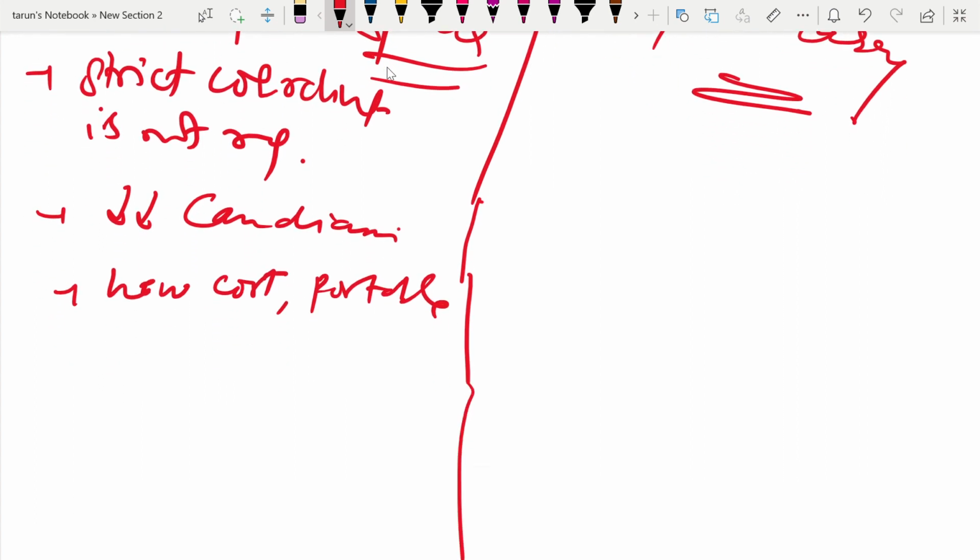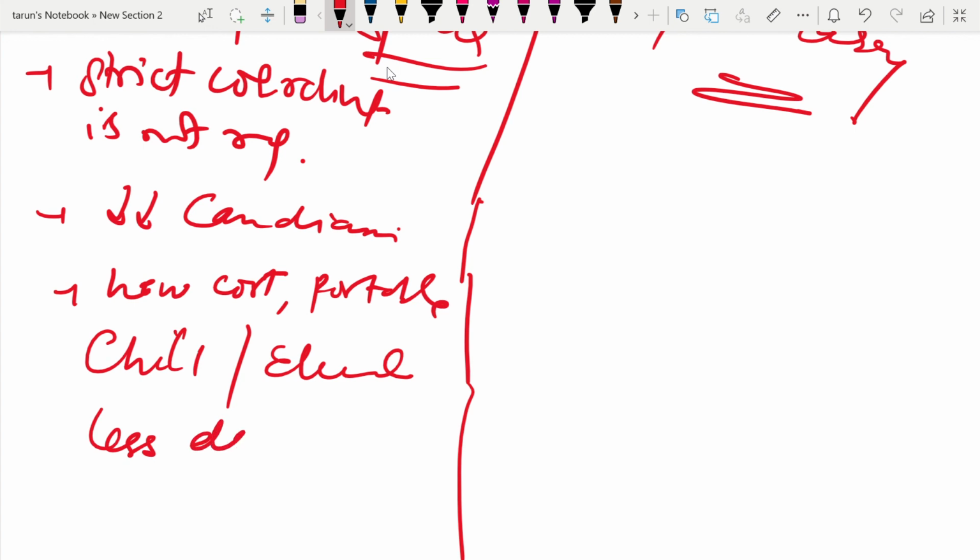It is more useful in children and the elderly. Less drug is deposited in the mouth as compared to the metered dose inhaler. So this was about a few instruments.